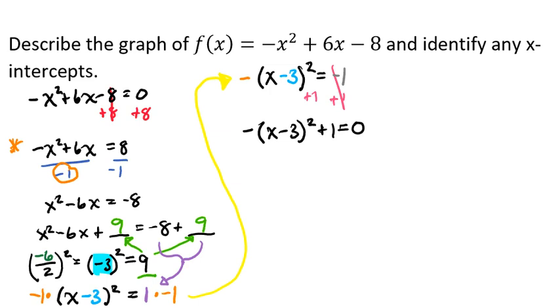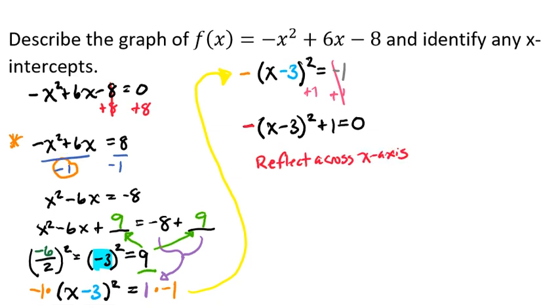And so here we see that our negative sign in the front is going to tell us this is going to reflect across the x-axis. Our minus 3 tells us that we're going to go to the right 3 places. And our plus 1 tells us that we're going to go up 1. And so that's the description of how this is going to look. So we've just described our graph. And now we're going to identify the x-intercepts.